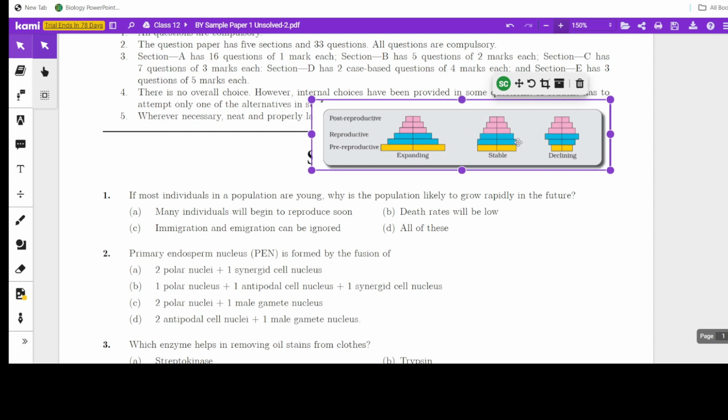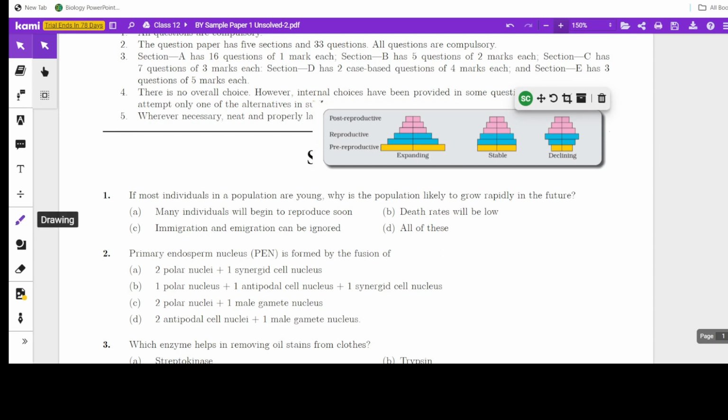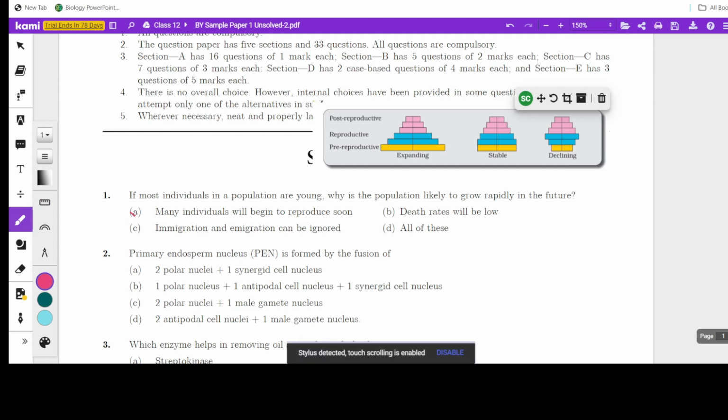Just consider the other two cases. In this stable age pyramid, the pre-reproductive age group is less. In that case, the growth of the population will not be expanding. It may be stable for a period of time. And the last one, if the pre-reproductive age group is even less, then the age pyramid shows a declining growth. You got it? So now you can guess what the answer shall be. Yes, the first one. Many individuals will begin to reproduce soon because it is pre-reproductive. Fine. So this shall be the right option.